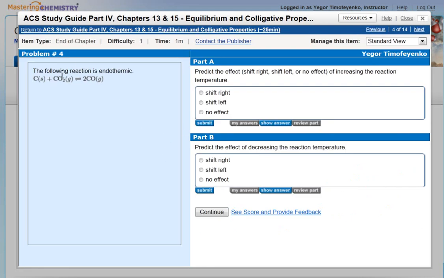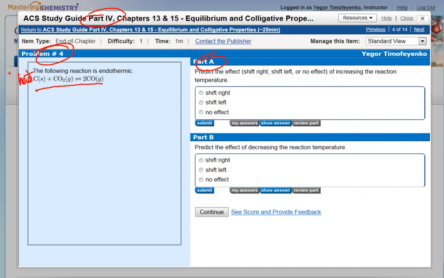Here's a simple problem. This is problem number 4 of Study Guide Part 4. In this case, you have a certain reaction, and we say that this reaction is endothermic, so therefore heat is going to be on the left side. And now we have to see whether the reaction is going to shift to the right or to the left. We have part A: predict the effect on the reaction if you increase the reaction temperature.